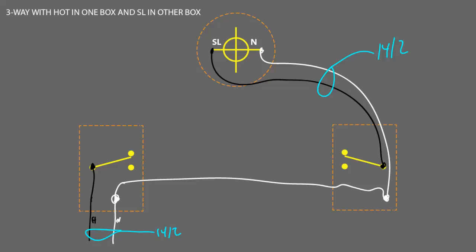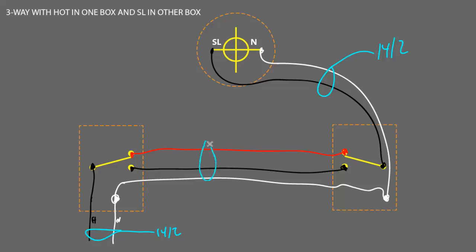So let's go ahead and hook the red wire to this traveler screw. Let's bring it across to this traveler screw and connect it. Let's take the black wire from this traveler screw and move it to this traveler screw and connect it.